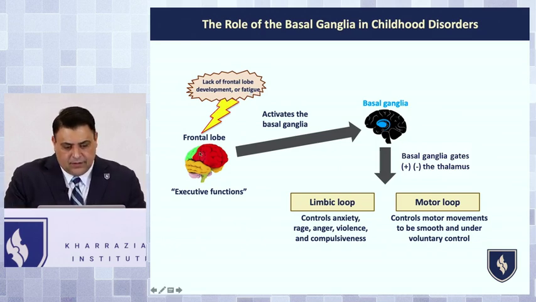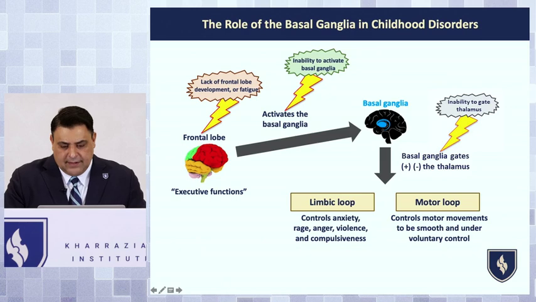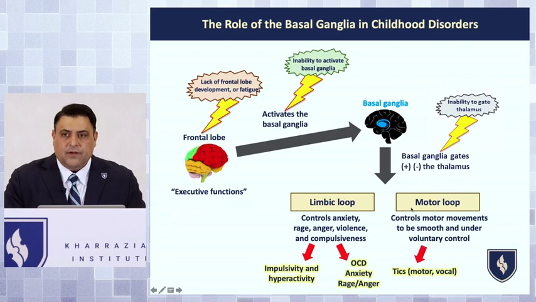If their brain, especially the frontal lobe, gets fatigued, then you get inability to activate the basal ganglia. And if you can't activate the basal ganglia, you have inability to gate the thalamus. And if you can't gate the thalamus in the limbic loop, you start to get impulsivity and hyperactivity, OCD, anxiety, anger, rage. And if you can't gate it in the motor loop, you get vocal or motor tics. This is the desire or impulse to have to clear the throat or move or blink the eyes, or whatever the individual person's motor tic or vocal tic may be. So this is an important pathway.